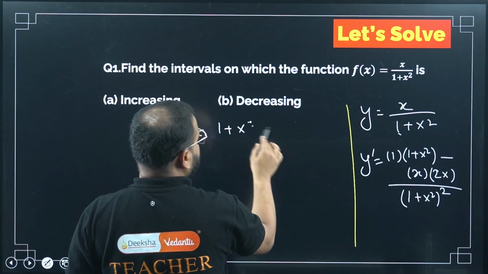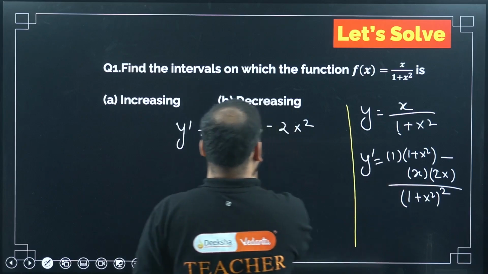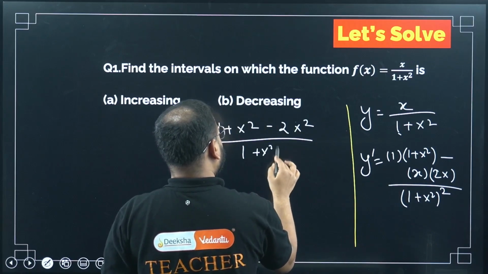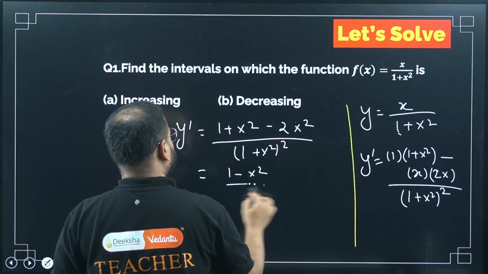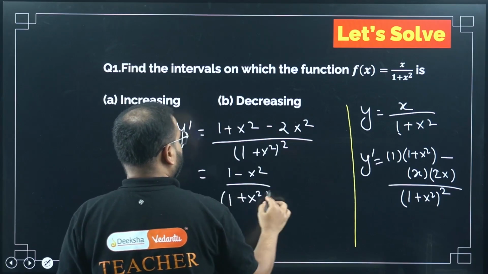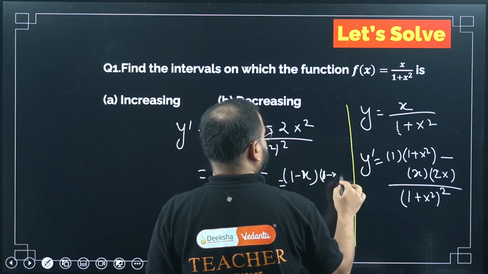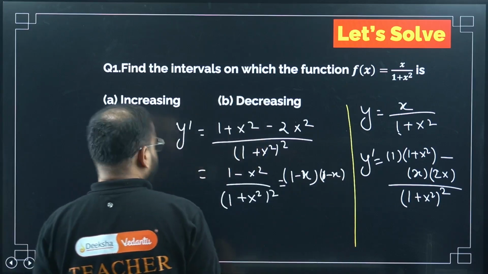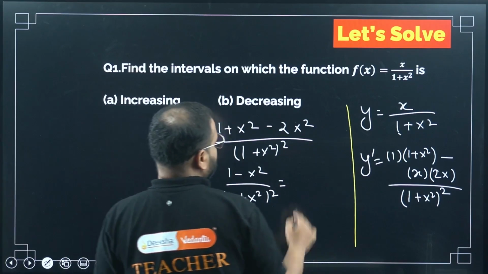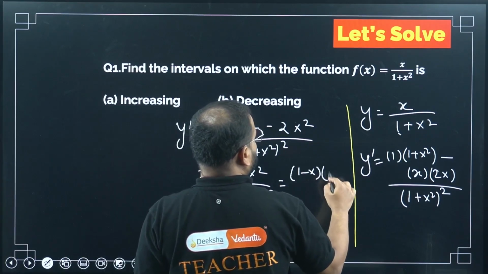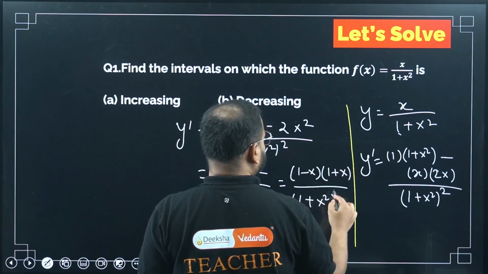So y dash equals to what? 1 plus x square. How much is that? Minus 2x square. Please check here. Correct? Minus 2x square upon what? Yes or no? Yes. How much is this? 1 minus x square upon 1 plus x square the whole square. Differentiate it with this. Okay, one mistake. I'm writing the formula a minus b, a plus b. Please check here. 1 minus x and 1 plus x upon 1 plus x square the whole square.